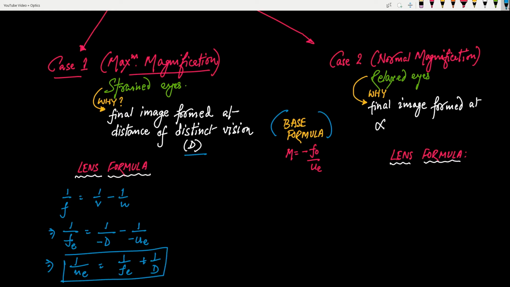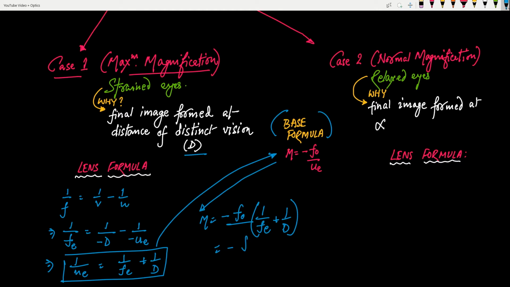Now we'll put this value of 1/UE in the base formula, so that we get the formula for maximum magnification. So this becomes M = -, where the negative sign indicates that the final image is inverted, nothing else, and 1/UE will be 1/FE + 1/D. Now if you pull FE outside, then it will be (1 + FE/D). This is the final magnification, that is the magnification formula for the maximum magnification. I hope this is clear.